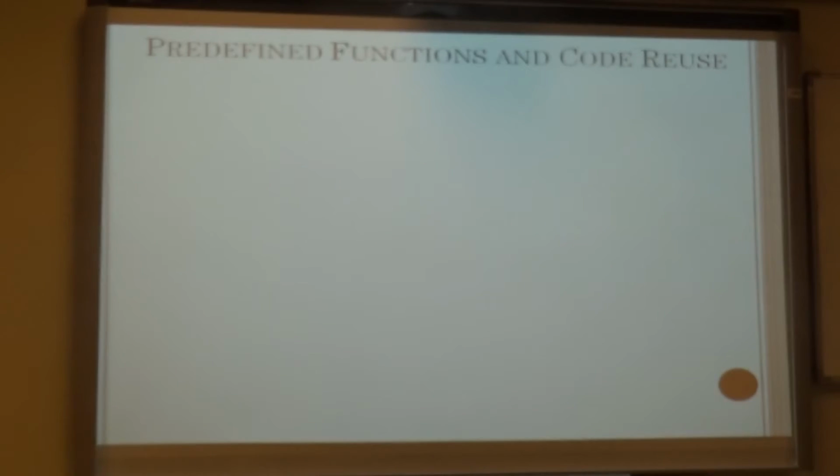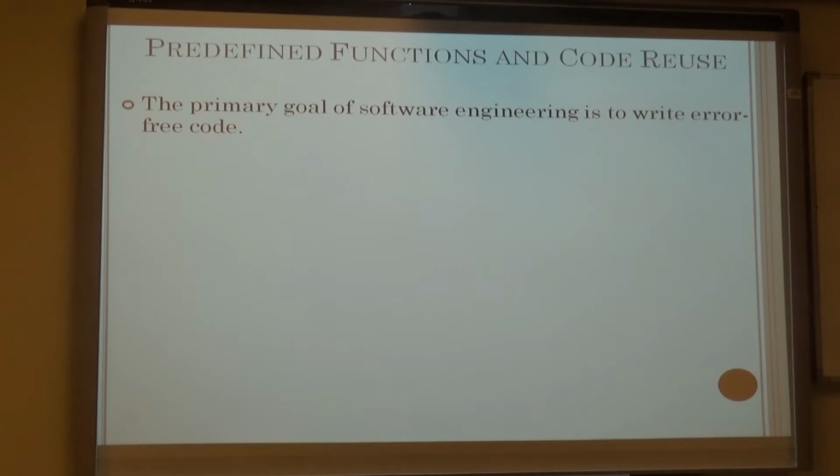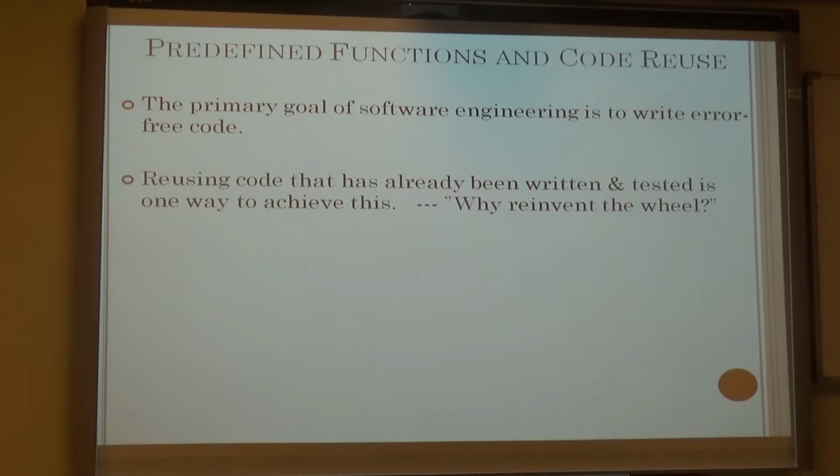Predefined functions and code reuse. As we have seen in the simple example with the square root, we have used standard library functions. So we didn't write these functions, we just made use of them by calling them from the standard library. The primary goal of software engineering is to write error-free code. However, we should make sure that we use code that is already written and well tested. So we want you to avoid reinventing the wheel. Make use of available things that are reliable, and then we proceed and further improve our code.